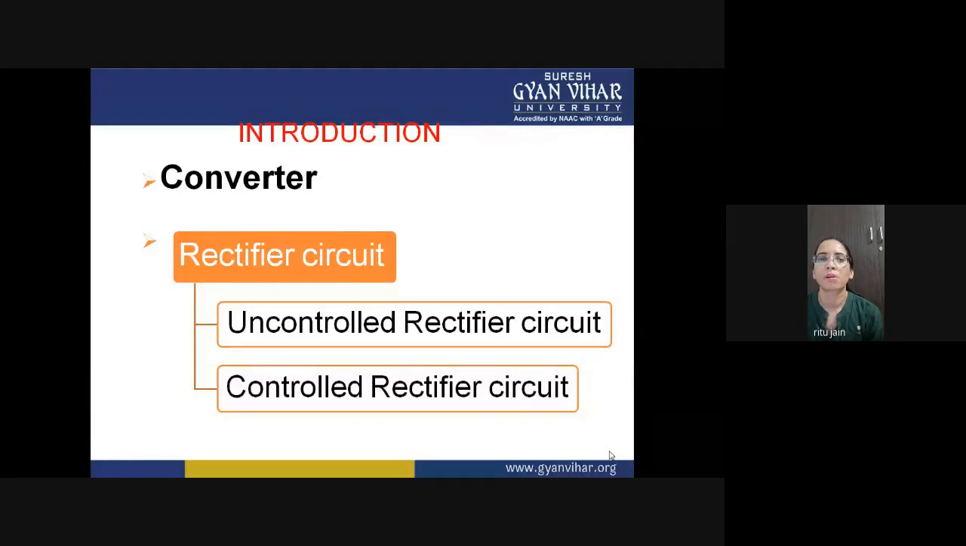By using SCR, GTO, IGBT, you can easily control your output voltage.